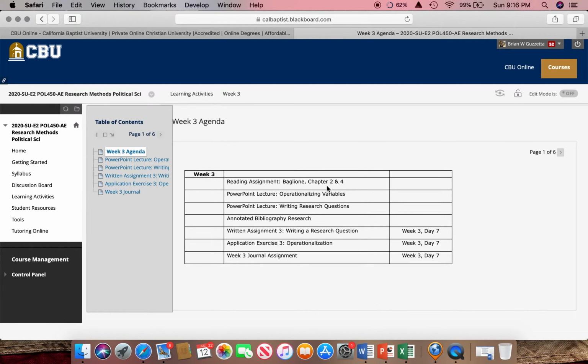So if we look at our agenda, we're going to start with our reading assignments this week. We're in chapters 2 and chapters 4. We have a PowerPoint lecture on operationalizing variables, which is going to be a key topic, and we'll dive deeper into that. We have a PowerPoint lecture on writing your research question, which once again will be a huge portion of this week's work. And then we need to continue to work on our annotated bibliography, get the research going on that. And then we have 3 deliverables: written assignment 3, application exercise 3, and week 3 journal. And I'll go into more detail with each one of those.